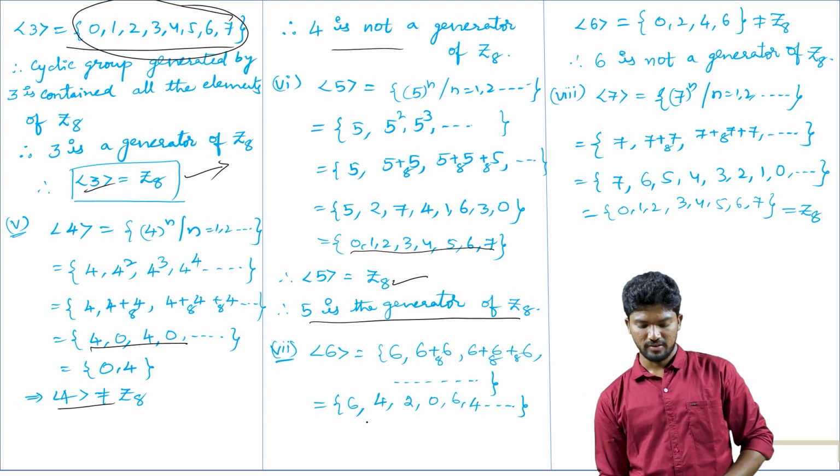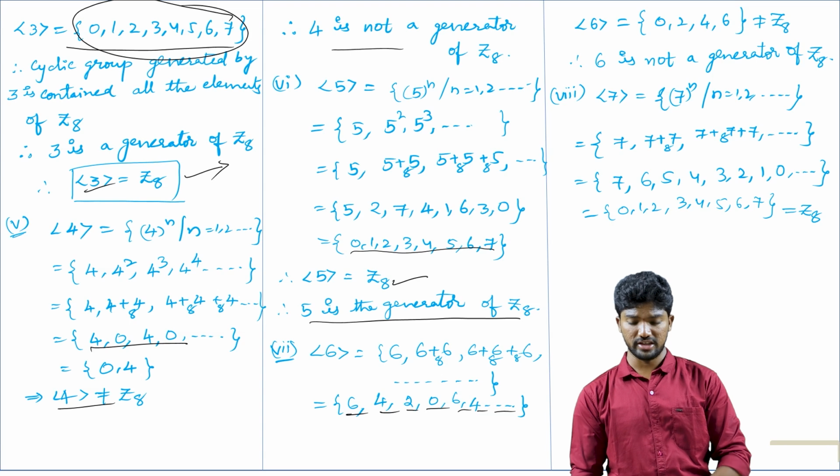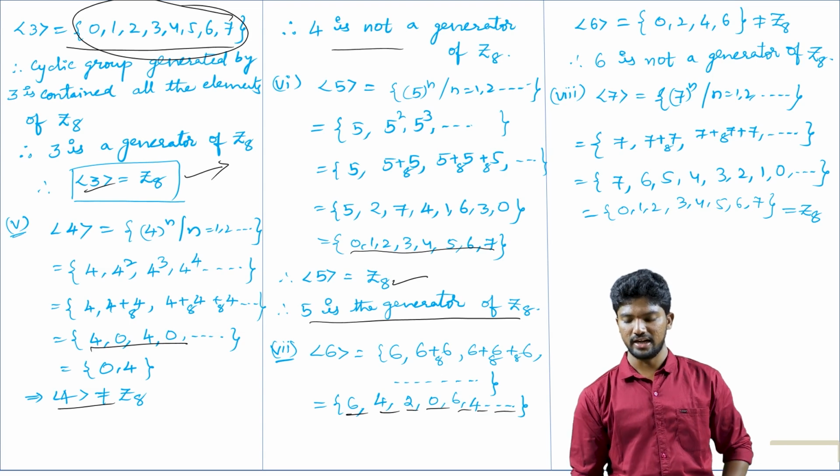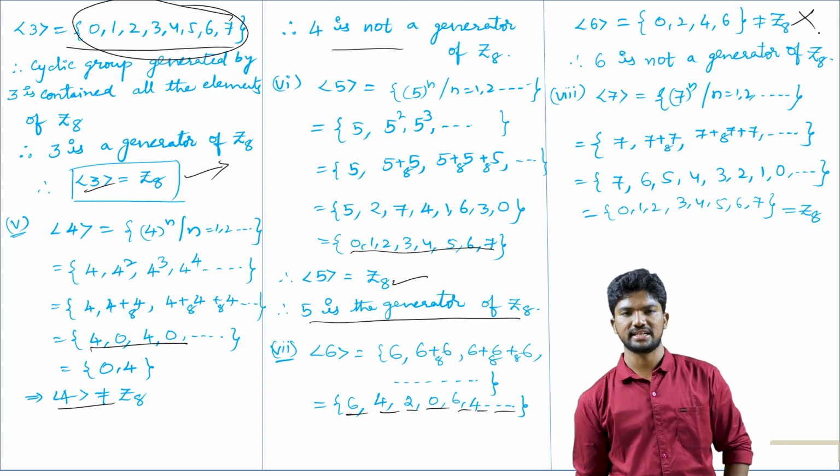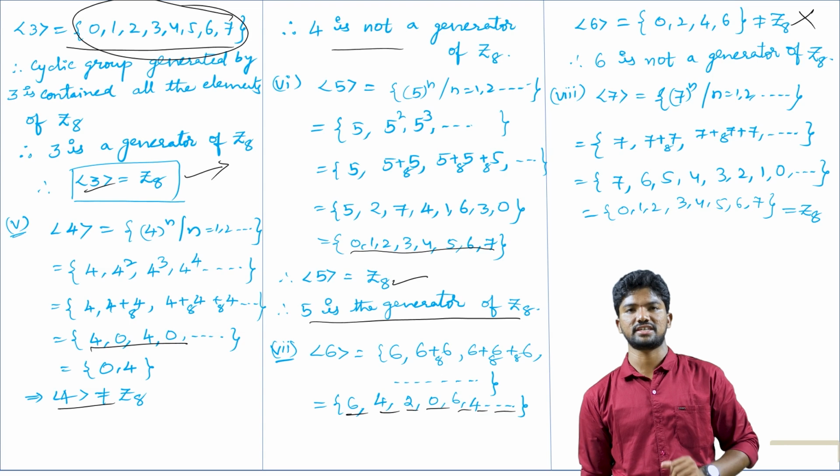Next is 6. For the 6 also we have 6, 4, 2, 0. Okay, so therefore we have only 4 elements, not 8 elements. So therefore it is also not equal. So 6 is not a generator of Z suffix 8.